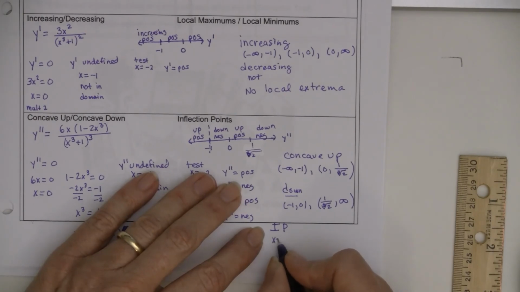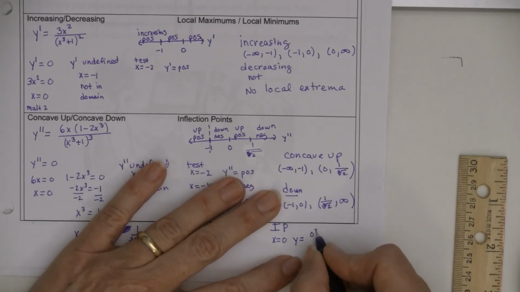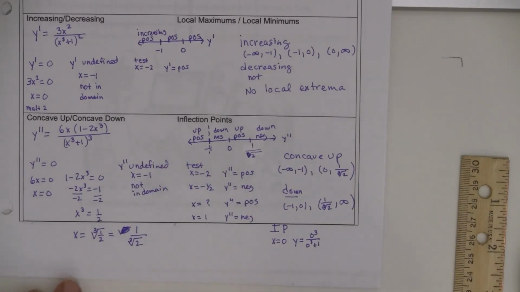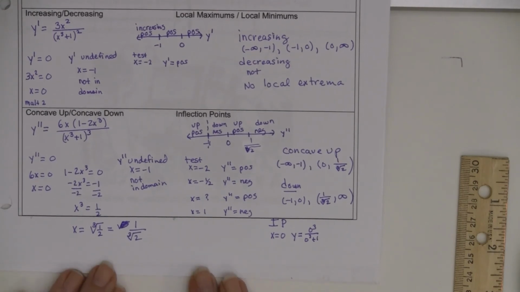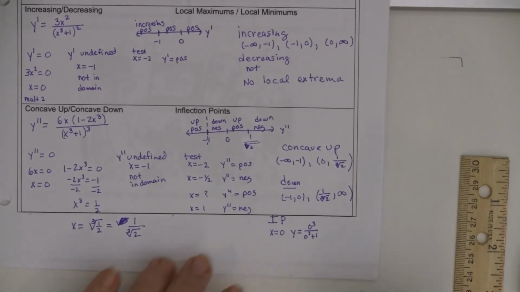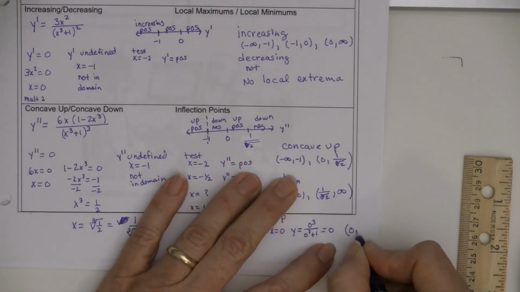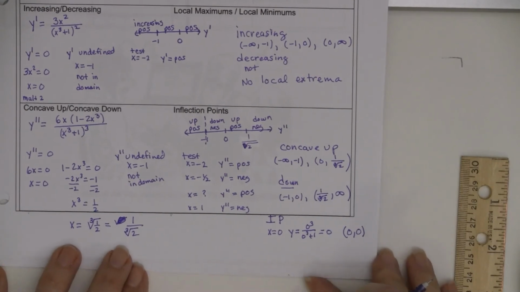So when x is 0, now y is what we're going to be looking for. y is 0 cubed over 0 cubed plus 1. So we're not putting this back in the first derivative or the second derivative. It's a point. We want to know what its y value is. So we're going back to the original function. So this is at 0, which I think we knew that. So 0, 0 is an inflection point. Am I off the screen? I'm not. I'm still okay.